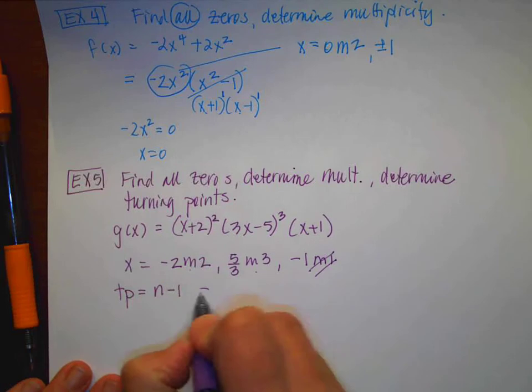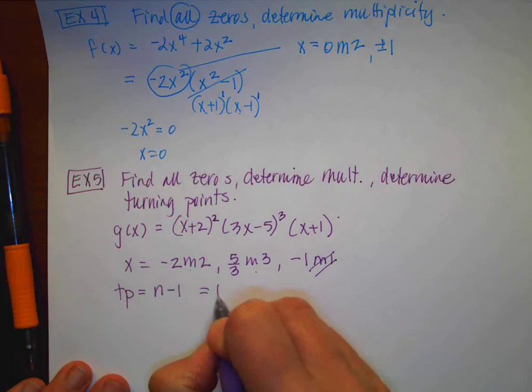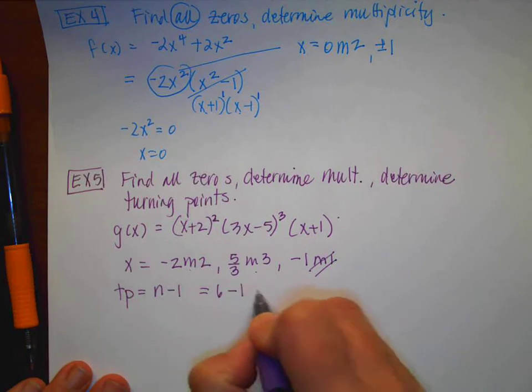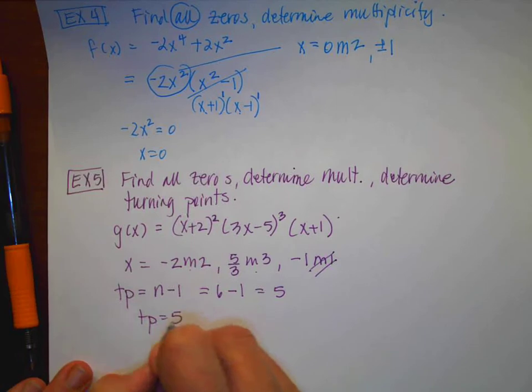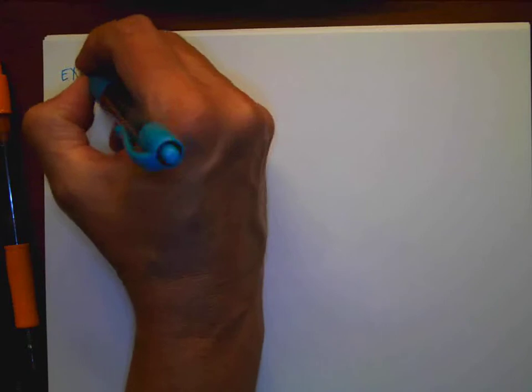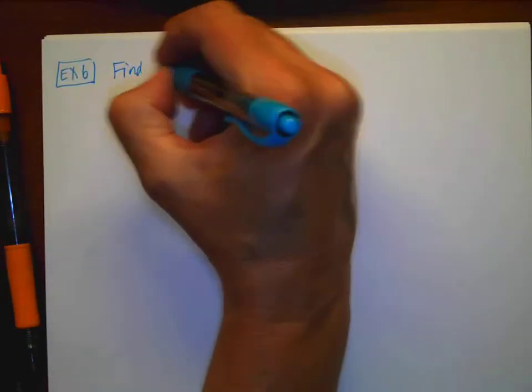Now remember that the turning points are n minus 1. The degree of this is 2, 5, 6. It's a sixth degree polynomial. We take away 1, so it's 5. So there are potentially 5 turning points. All right, I think we only have one more example. So let's do that one, and then we're done for today.